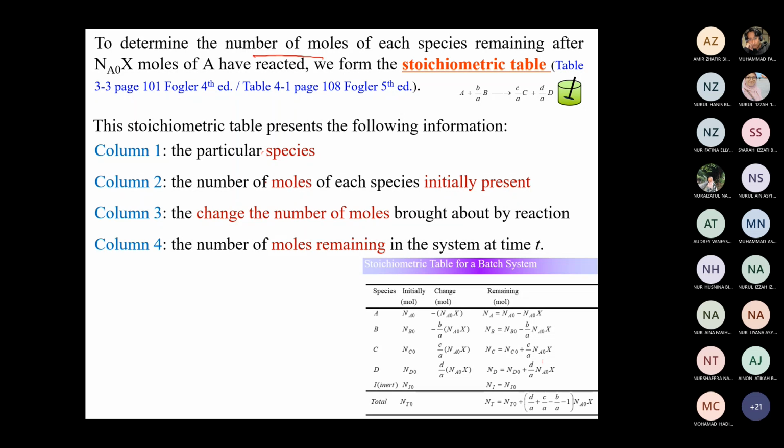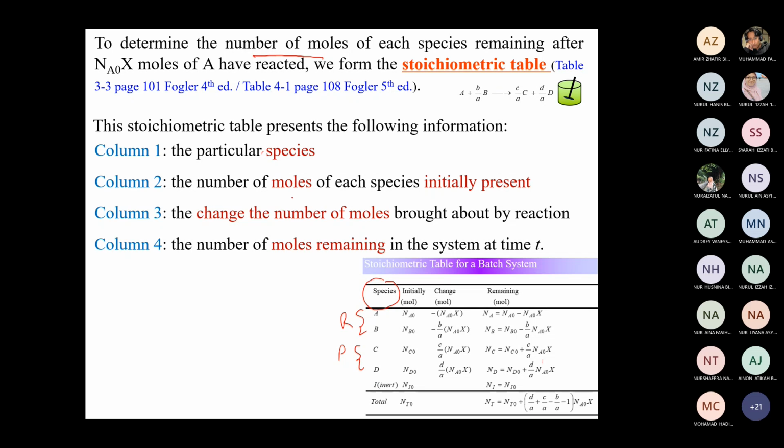Okay, so for column 1 here, we have the species, depending on how you categorize or denote the compounds for the reactants and the products. So let's say A and B are the reactants and C and D are the products. Then we have another one, which is inert. Inert is a special case.